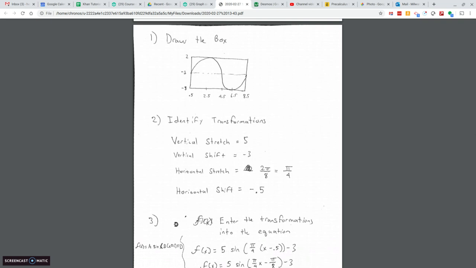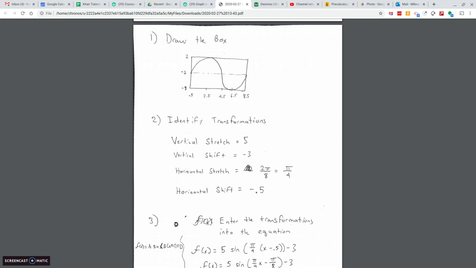So the vertical stretch here is the amplitude of the wave, from the midline to either the peak or the trough. I can see from -3 to 2, that's a difference of 5. So it has to go up 5 to get to the peak. Same thing to get down from -3 to -8. It's a distance of 5. So my vertical stretch is 5.